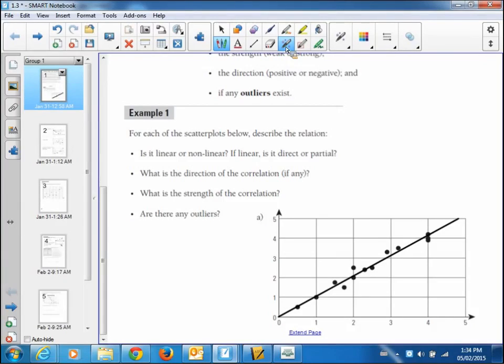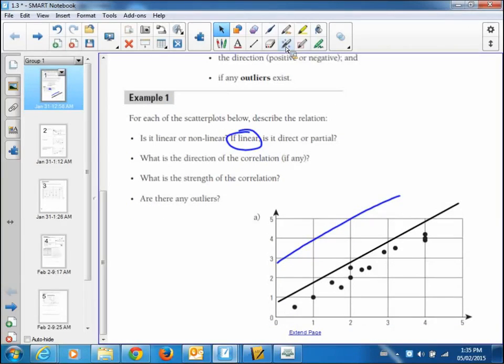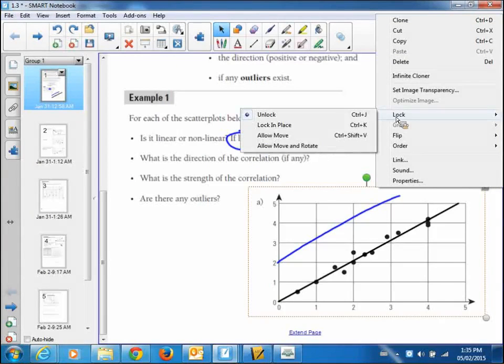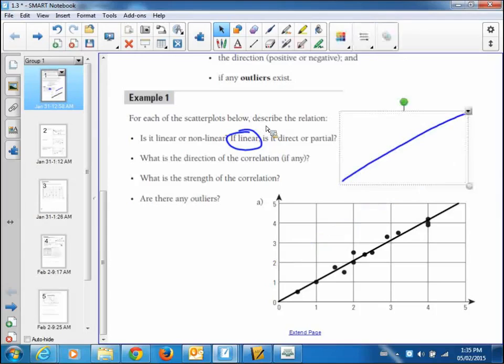This is definitely linear, because it looks like a line. There's no curve to it. But is it direct or partial? Remember, direct ones go through 0, 0. Partial, if it was up here and went like this, that'd be a partial variation, right? So partials have a non-zero intercept. Back to this. So it's direct.